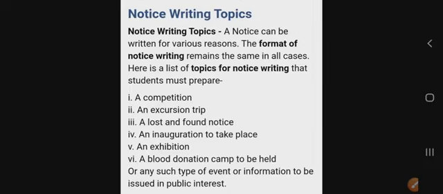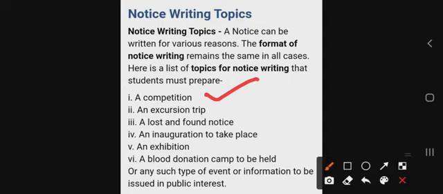Now, what could be the notice writing topics? Children, a notice can be written for various reasons, and the format of notice writing remains the same in all cases. Here is a list of some topics which can be included in exams. You must practice notices on these topics. These are some topics which are generally asked in exams, so that's why I'm discussing them.